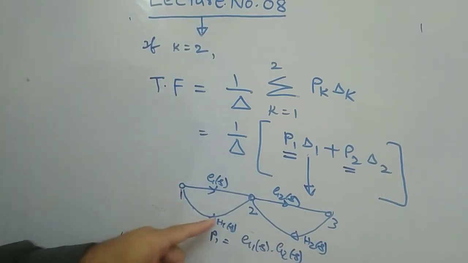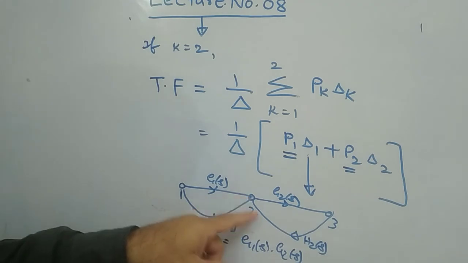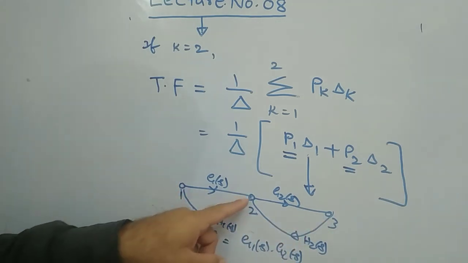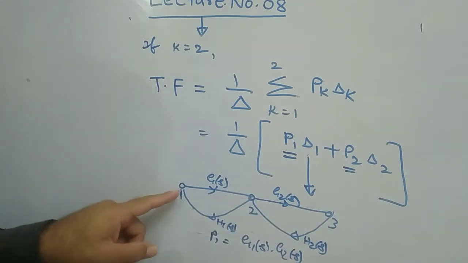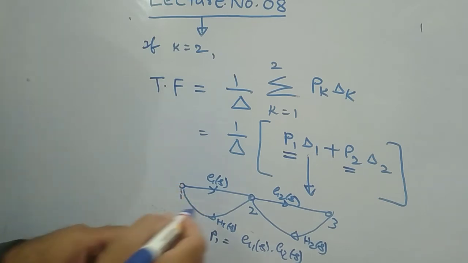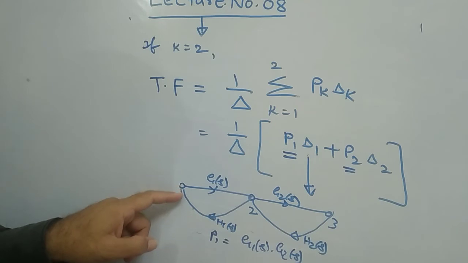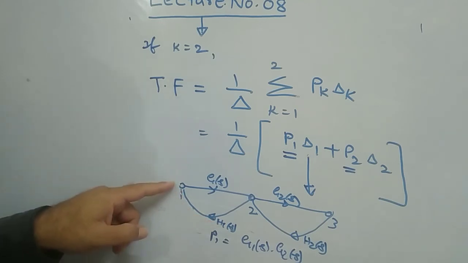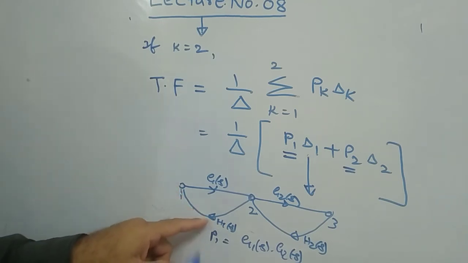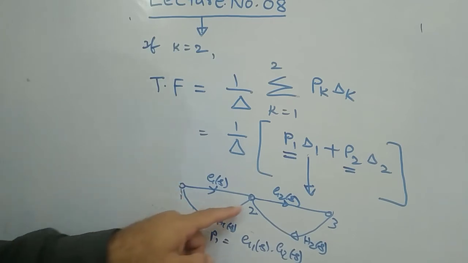Then what about this loop? Is it a forward path? Can we take this as a forward path? No. Why? Because if you see here, the arrow mark is coming in reverse. If you want to go in this direction, it is coming in the reverse direction. Therefore, you cannot go in this, because the arrow mark is reverse. Therefore, it is not a forward path.